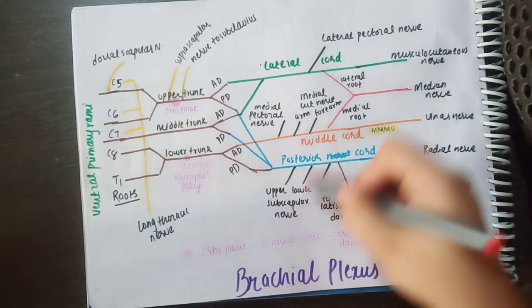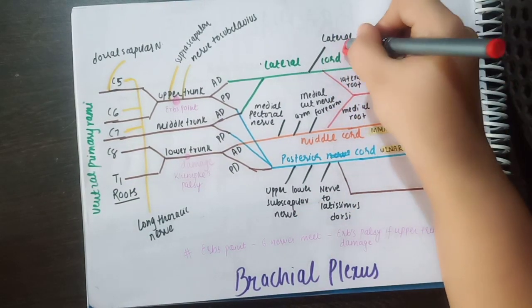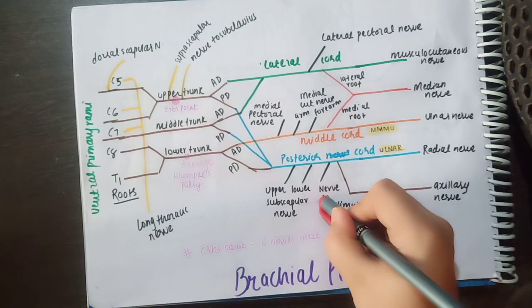So all you have to do is extend 1 branch from the lateral cord, 3 branches from the medial cord and 3 branches from the posterior cord.